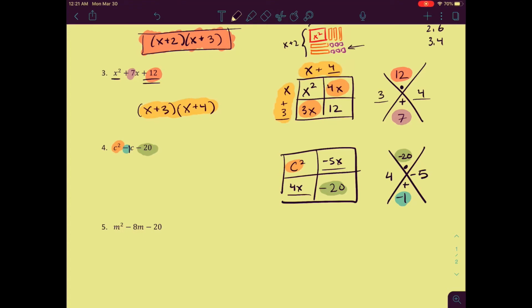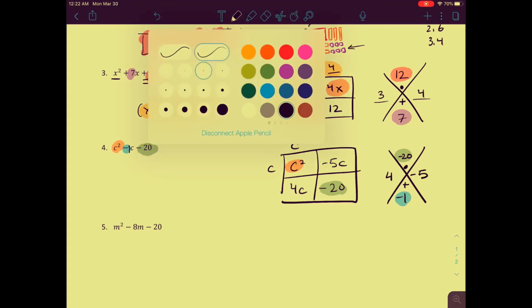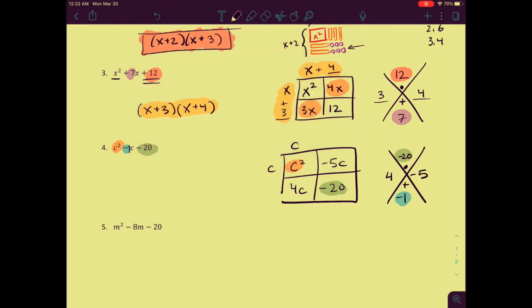I'm always going to start with the first box because c times c gives me c squared. By the way, be careful with what I did here. If you noticed, I called this 4x and 5x, but really it should have been 4c and negative 5c, right? So make sure the variables all match. Now going back to this, I know that I'm going to ask myself, all right, so c times c is c squared.